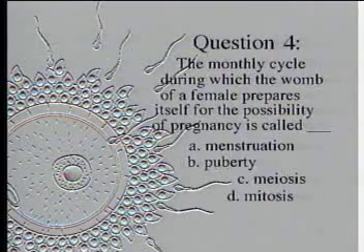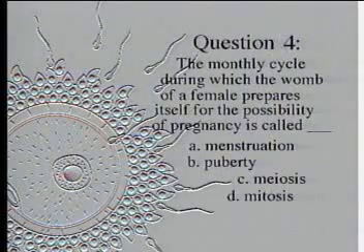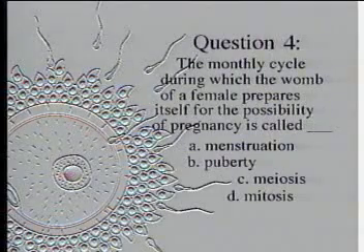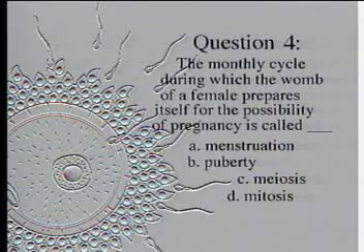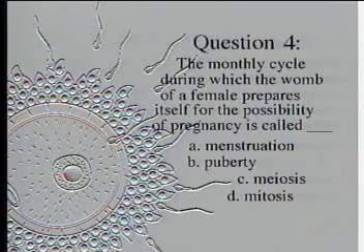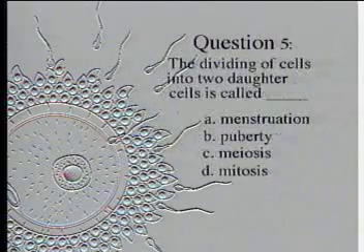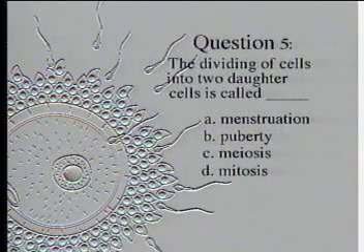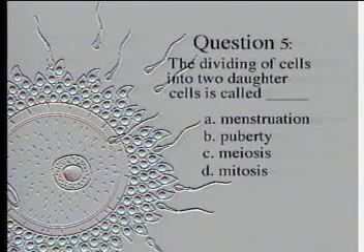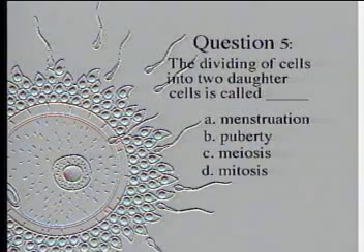Four, the monthly cycle during which the womb of a female prepares itself for the possibility of pregnancy is called A. Menstruation, B. Puberty, C. Meiosis, D. Mitosis. Five. The dividing of cells into two daughter cells is called A. Menstruation, B. Puberty, C. Meiosis, D. Mitosis.